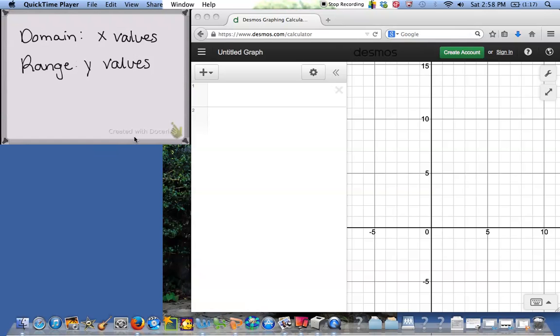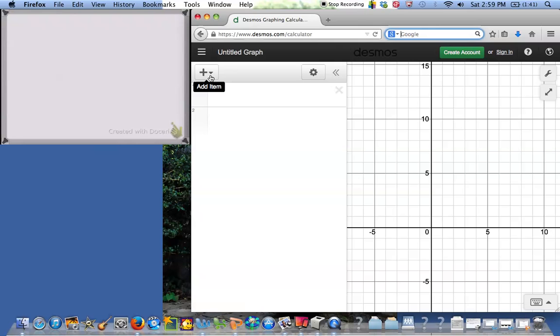Mostly today we're just going to focus on graphical analysis of domain and range, and we're going to use the website Desmos. If you guys are able to get to desmos.com, it's a very easy, user-friendly website for graphing, and it'll definitely help you a number of times throughout Algebra 2. First we're going to start by looking at a data set.